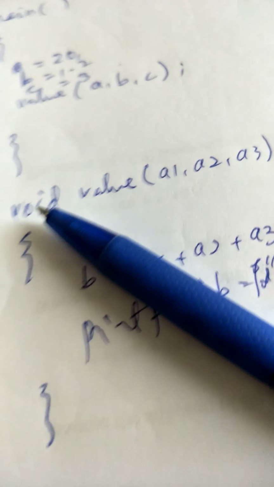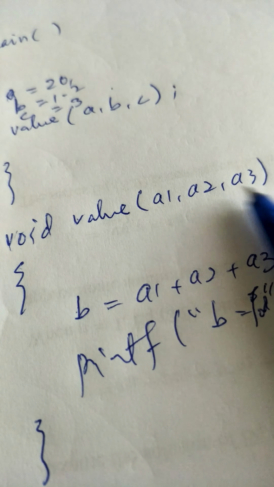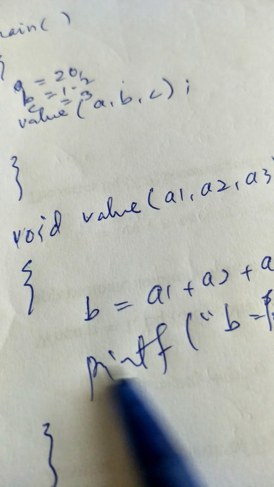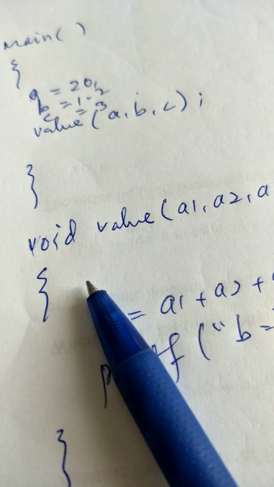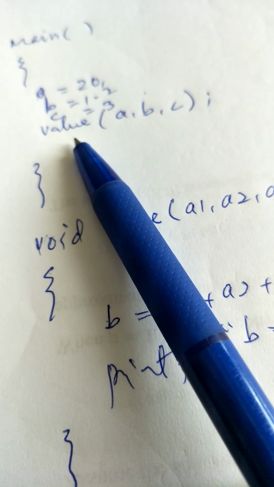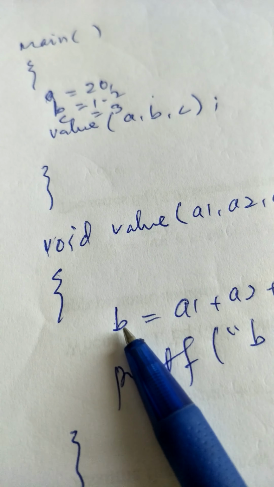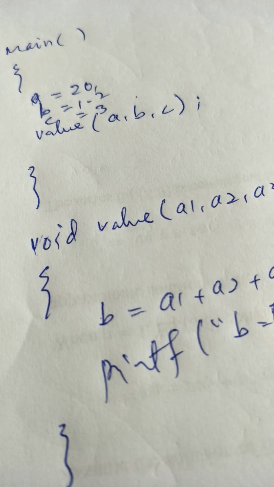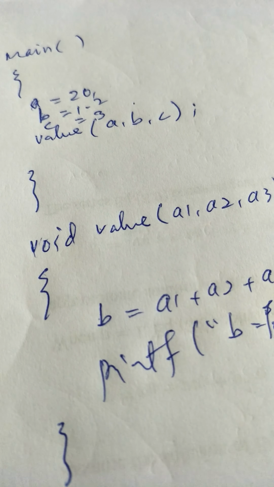So in that case, you can see that we don't use any of the result from the function value after we call it. We don't use A1, we don't use A2, we don't even use B in the main. So this is what we call a function with argument, but that function returns no values to the main.